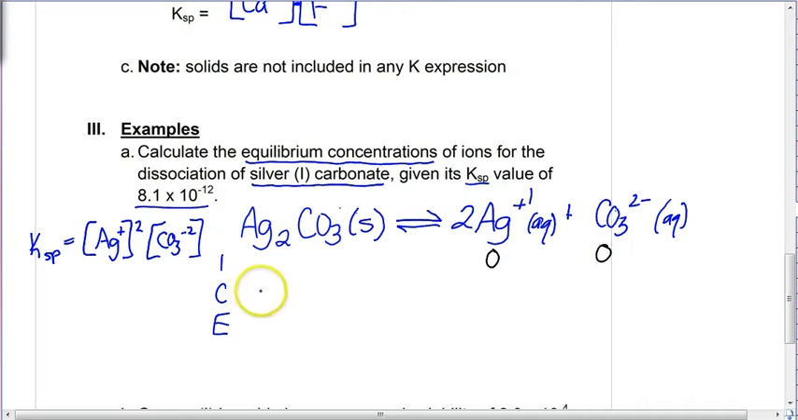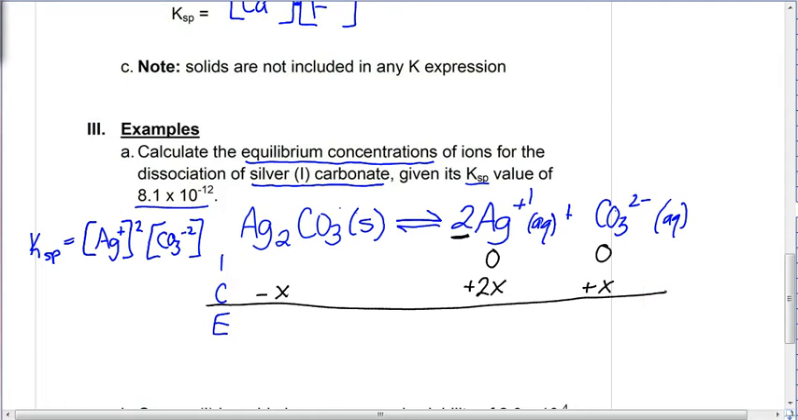And we know that the change row would be minus x for our reactants, and plus 2x, because there's a coefficient of 2, and plus x for the carbonate. And then in our equilibrium row, we'd have x for CO3, 2x for Ag+. We don't know what concentration of silver 1 carbonate we started with, but does it matter? Actually, it does not, because remember, solids aren't going to show up in our KSP equation, so we can ignore that first column for the solid.